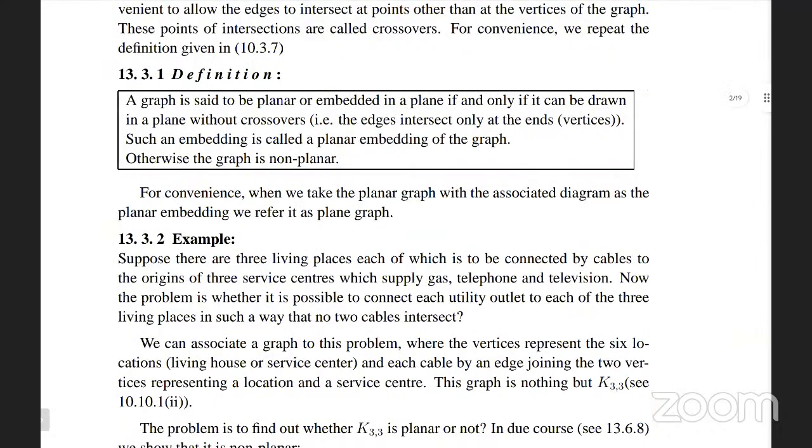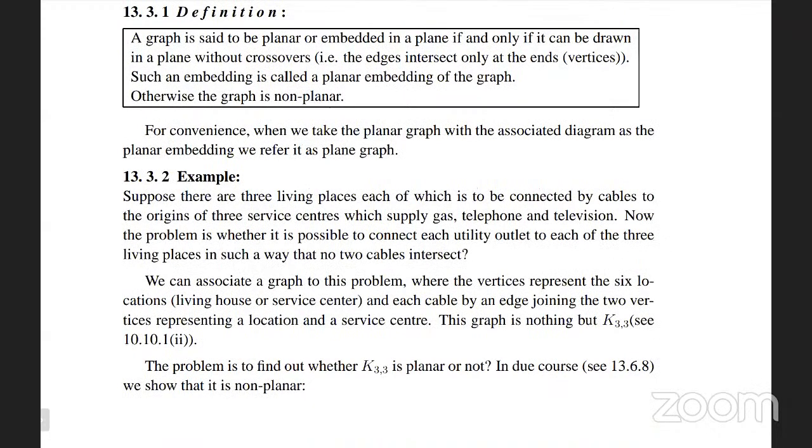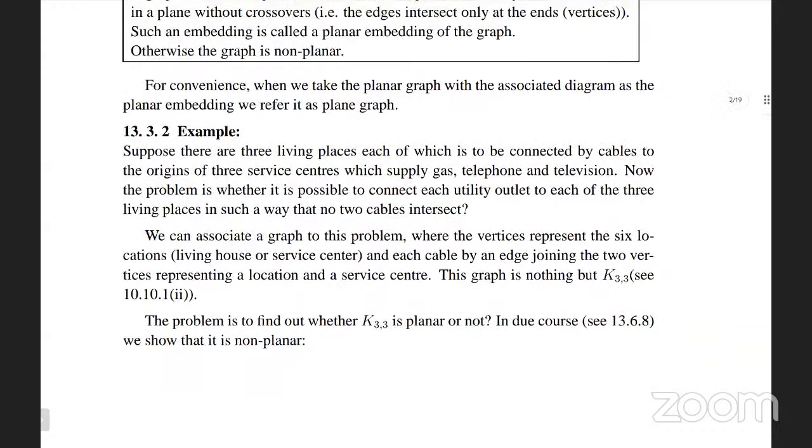Next, for convenience, when we take a planar graph with the associated diagram as the planar embedding, we refer to it as a plane graph.